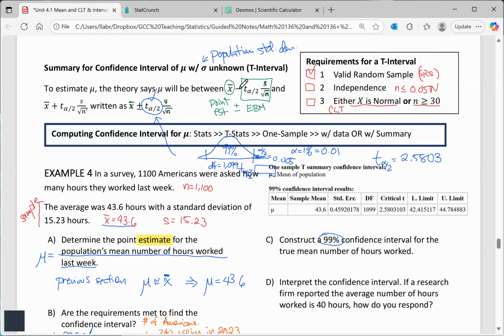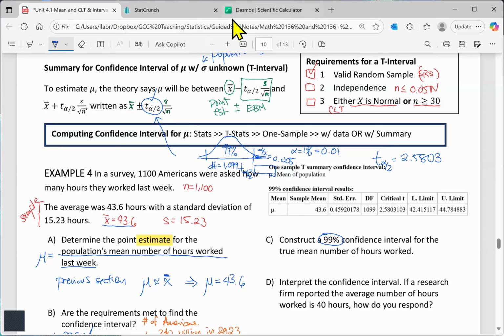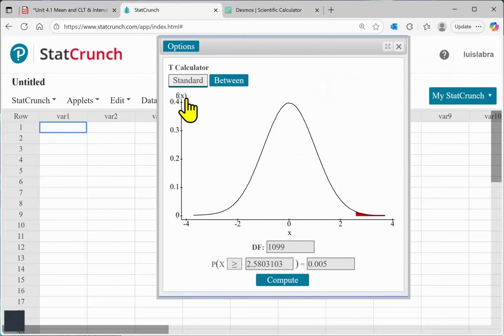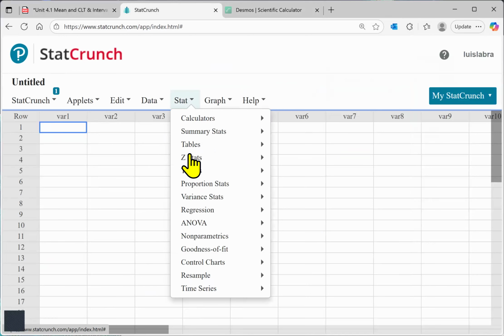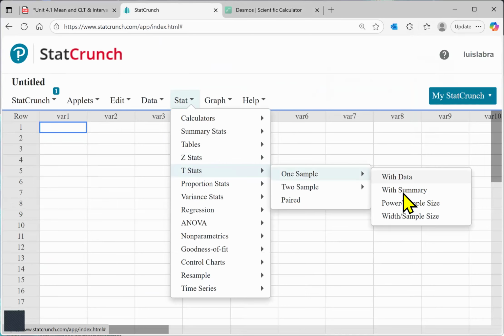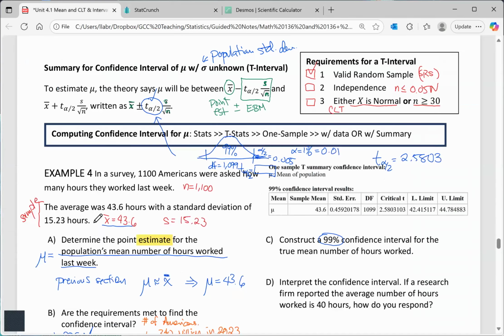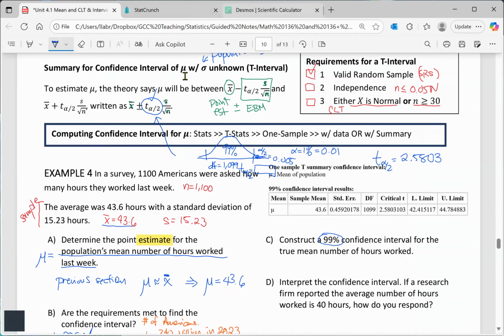Notice that if we use StatCrunch, we're using a T distribution, and that means that I would need to go to stats, because I'm creating statistics, and now I go to T-stats. We have a single sample, and I have a summary. So my sample mean was the mean number of hours worked. So let's just go back and revisit that. It's right here, 43.6. S standard deviation, 15.23. And sample size was 1100. So let's type all of that information in.